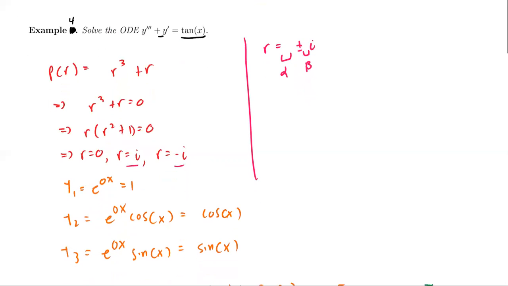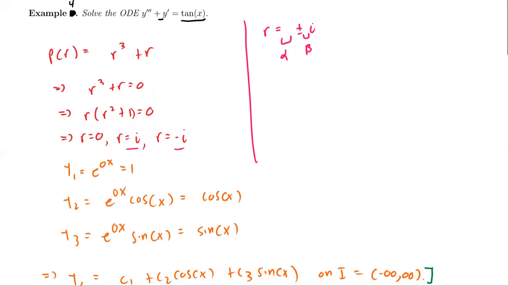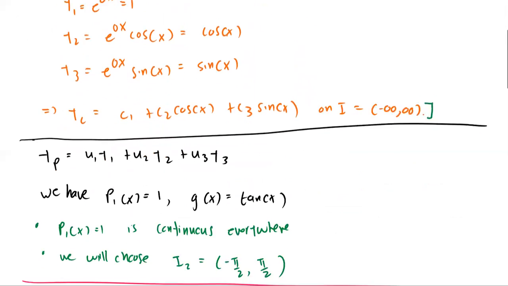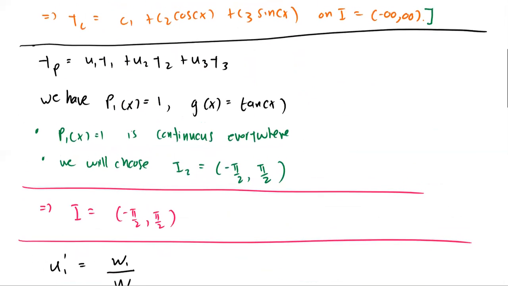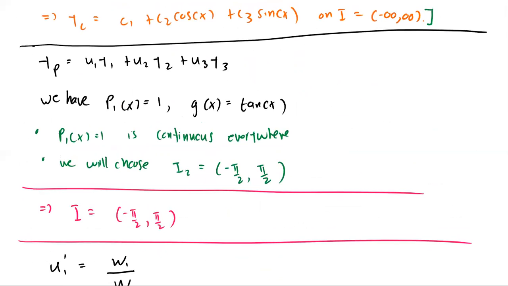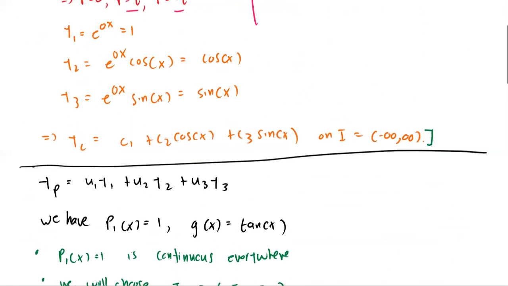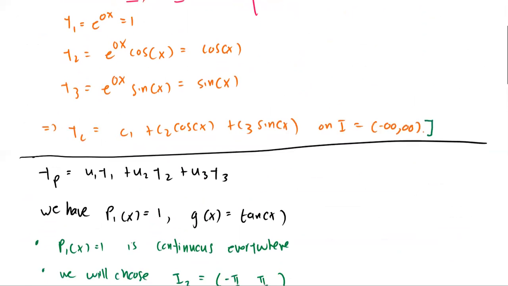So first, as usual, we find the complementary solution. Find the characteristic polynomial, set it equal to 0. You have your complementary solution. Second, we have our form for a particular solution. It's going to be u1 times y1 plus u2 times y2 plus u3 times y3, where y1, y2, and y3 come from the complementary solution. They're the three linearly independent solutions.